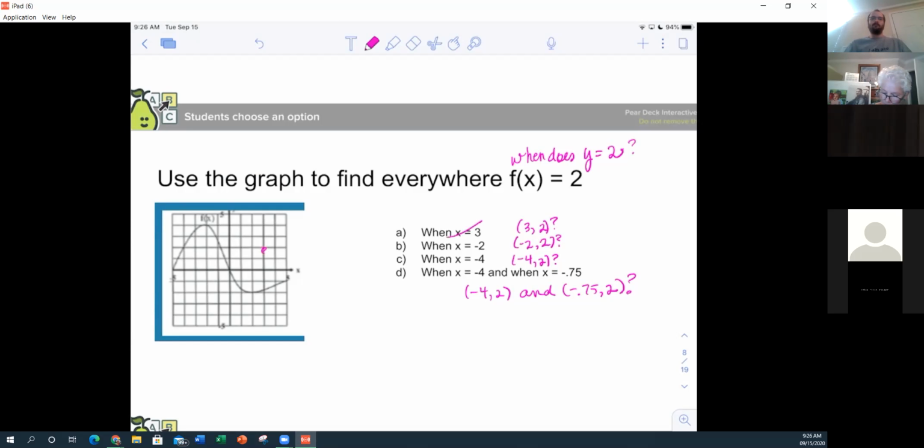Nope. When x equals -2, -2, 2. Nope. When x equals -4, -4, 2. Yep, that one works. And then also when x equals -0.75, that'd be right there approximately. So that one would work too. So it would be D, because you can have it happen more than once.